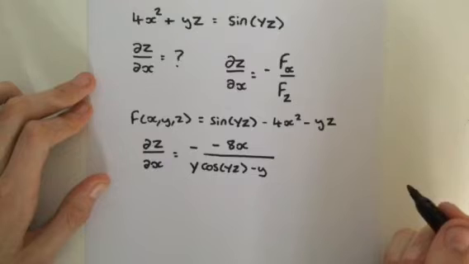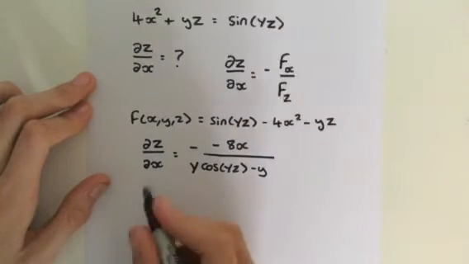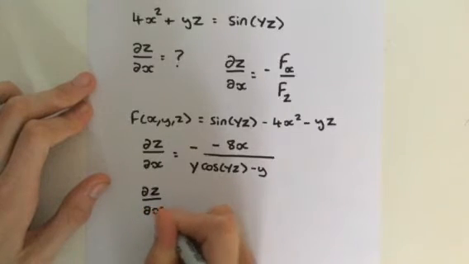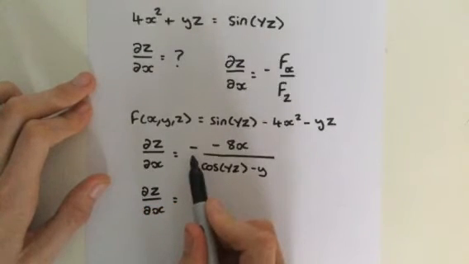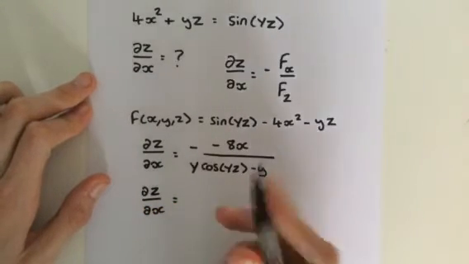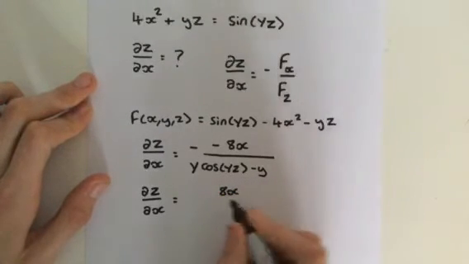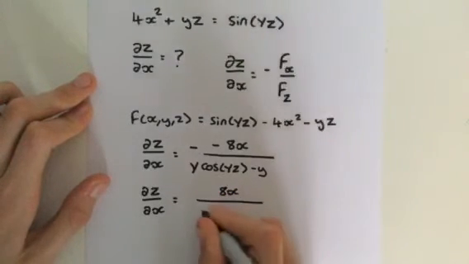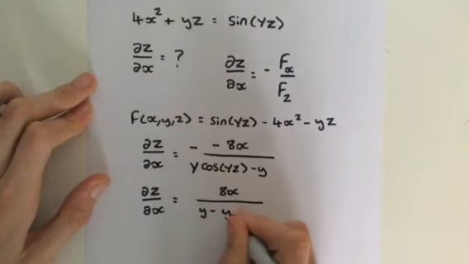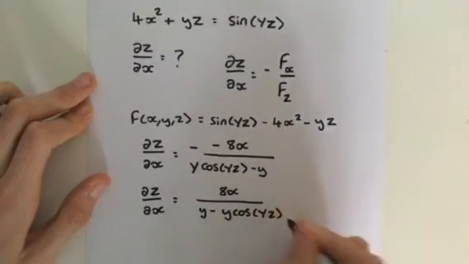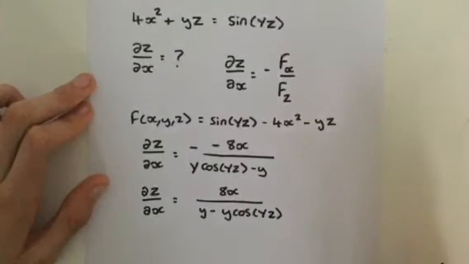Okay, so all we need to do now is tidy this up a bit. We can get rid of the negative sign, and we can simply say this is equal to 8x divided by y minus y times the cosine of yz. Okay, so that's using the implicit function theorem.